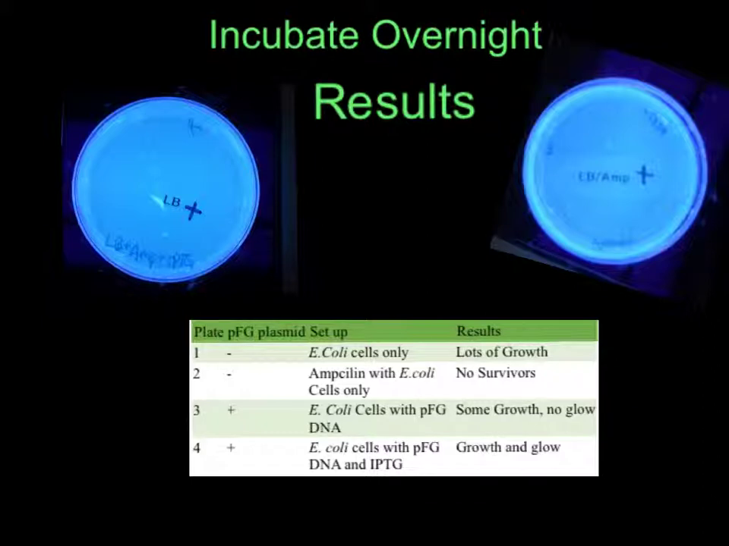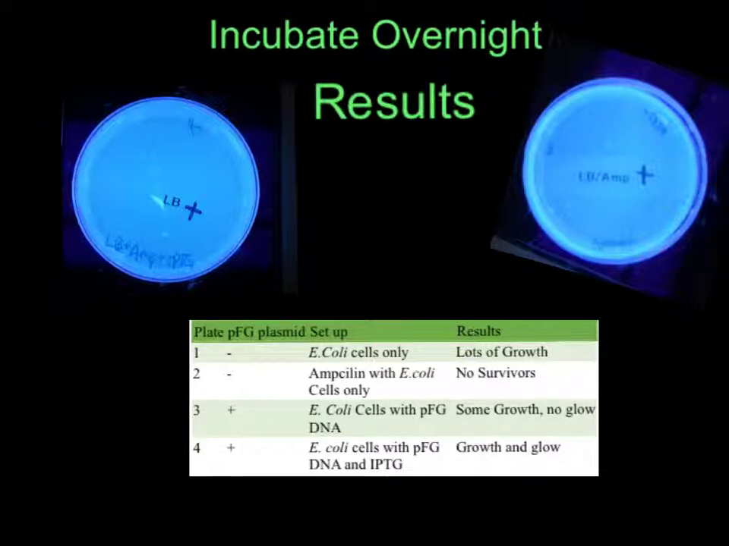After the plates were incubated overnight, they were analyzed. For plate 1, that did not have the pGFP DNA and contained E. coli cells only, there was lots of growth. For plate 2, that did not contain the pGFP DNA and had ampicillin with E. coli cells only, there were no survivors. For plate 3, that did contain the pGFP DNA and E. coli cells, there was some growth but no glow. For plate 4, that did contain the pGFP DNA and had E. coli cells and IPTG, there was growth and glow.